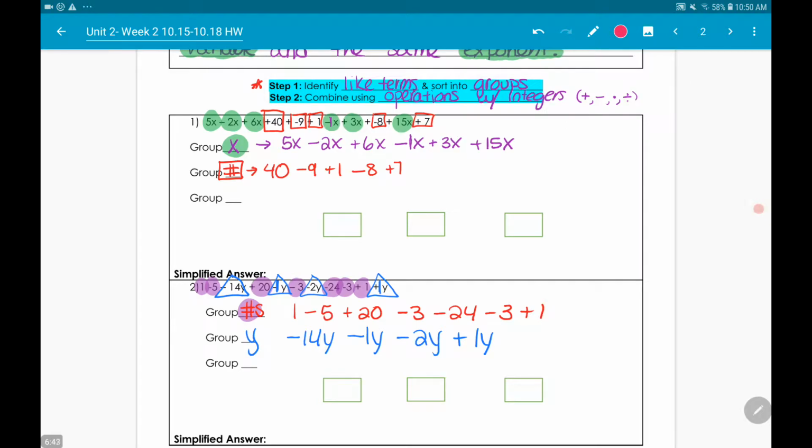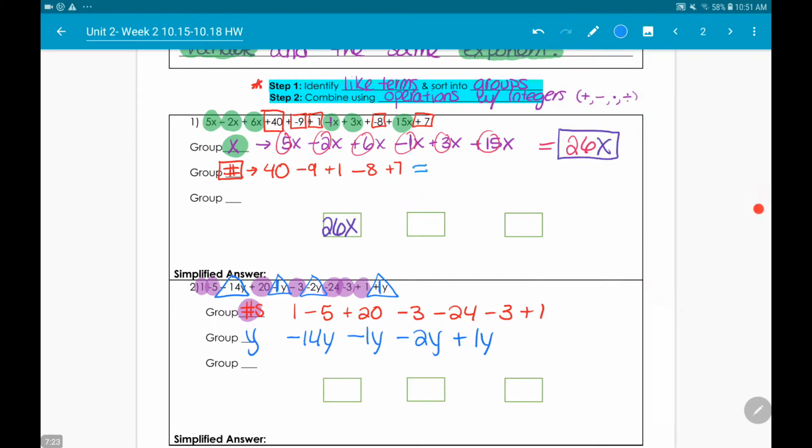Once I sort them into groups, I can now simplify them. So I just simplify them by adding up all of the numbers or subtracting, just like we would with our integers. So I'm going to go ahead and plug that into a calculator just to save some time. Okay, and when I get that, I get 26. Now, since this was my x group, I need to have an x in my final term. So I have 26x.